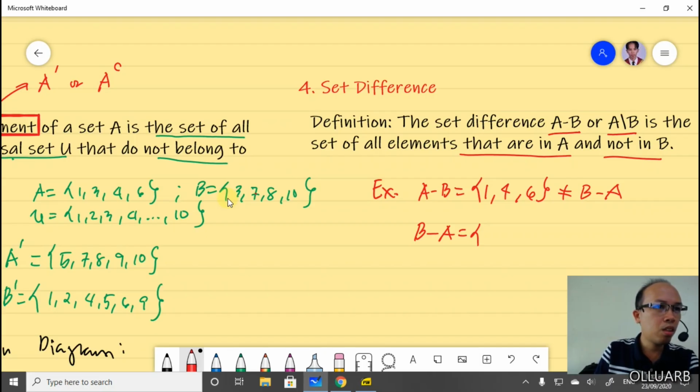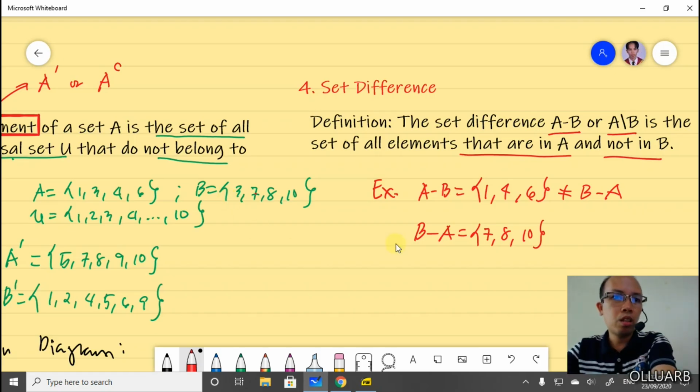So is 3 an element? 3 is here, and is 3 an element of A? The answer is yes. Therefore, you will not write 3 in this set. 7 is here, 7 is not here, so we will write 7. 8 is here, 8 is not in set A, so we have to put 8 here. 10 is in set B, but 10 is not in A, so therefore we have to write it. As you have noticed, the set difference A minus B and B minus A are not equal.